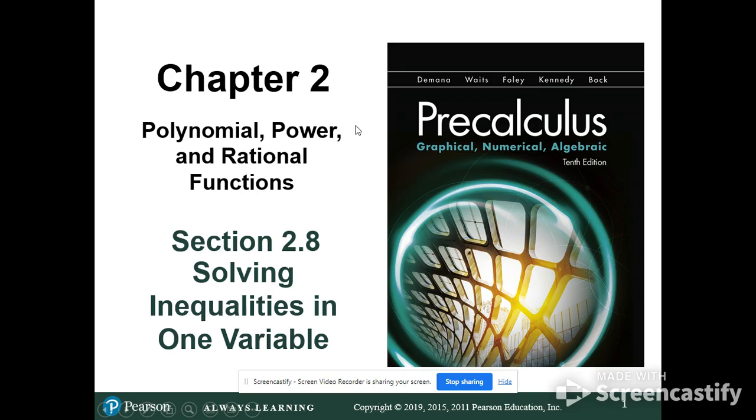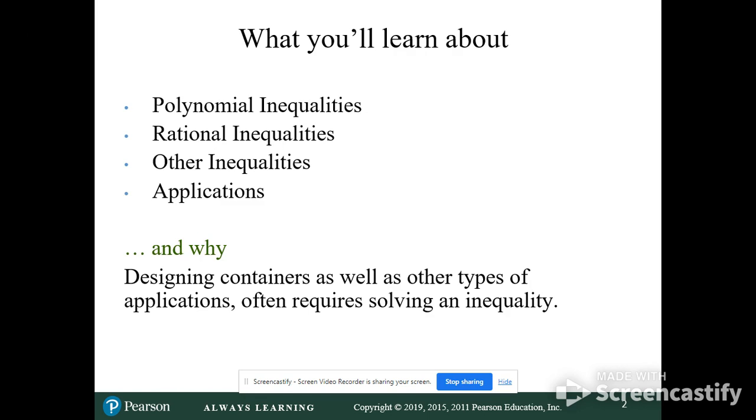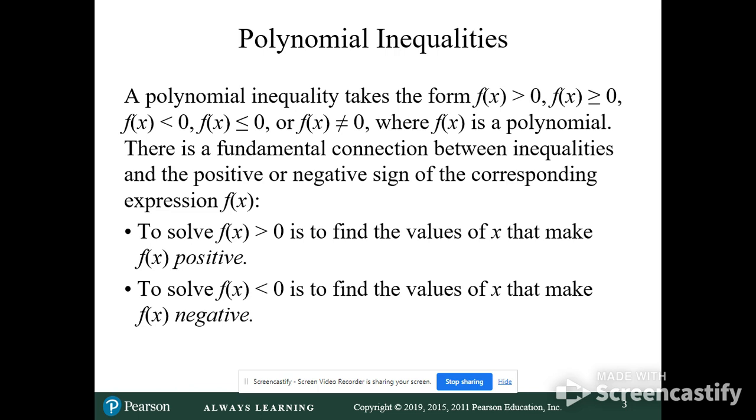All right, now for the last section of this chapter. Solving inequalities in one variable. So we're going to learn about polynomial inequalities and rational inequalities. What does rational mean? It's a what? Fraction. There you go. So polynomial inequalities, you're going to either be greater than or less than.